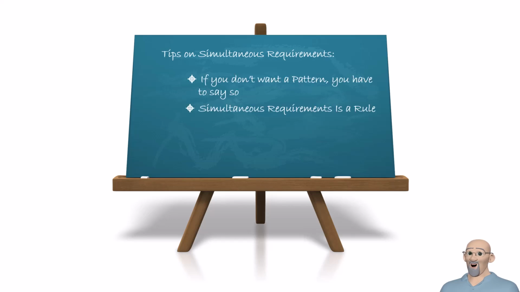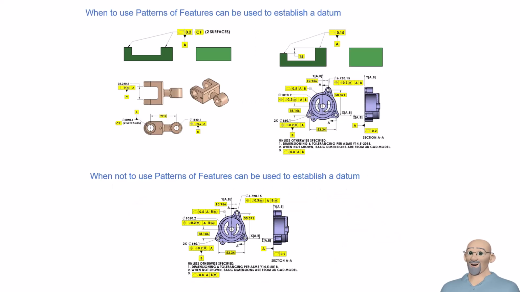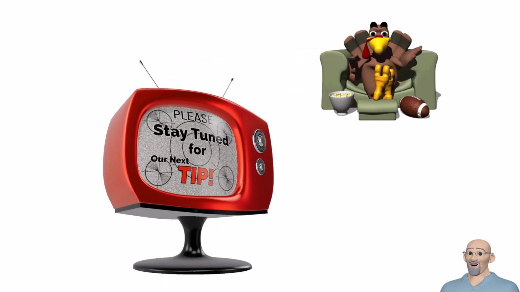If you need a refresher on the rule of simultaneous requirements, we have several tips that deal with this subject. This sequence of 3 tips has discussed how and when to use or not use patterns of features to establish a datum. Watch for our next tip to further your knowledge of GD&T.